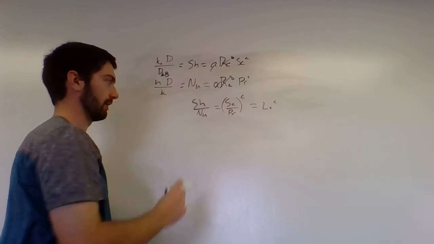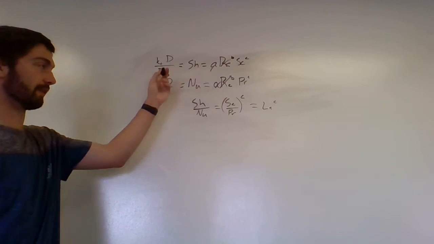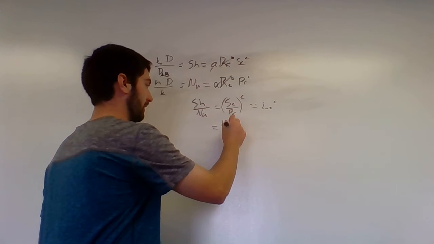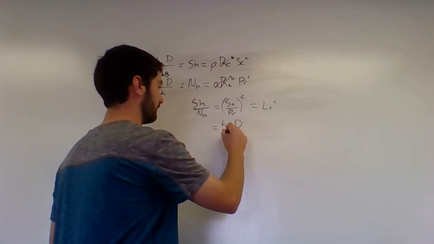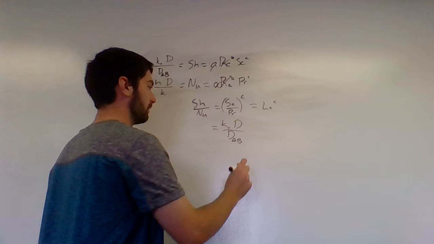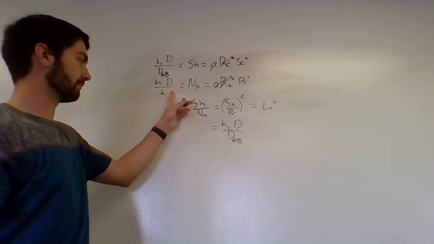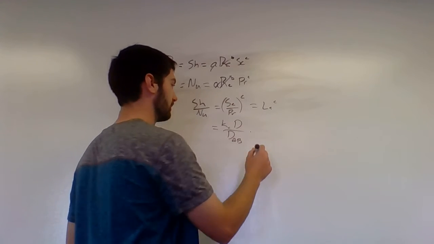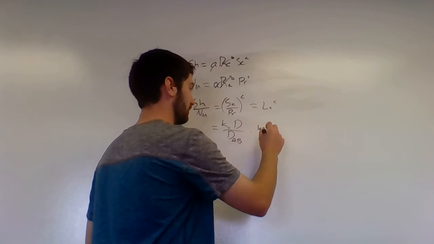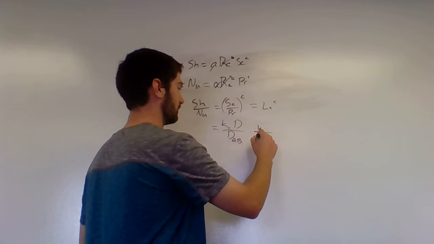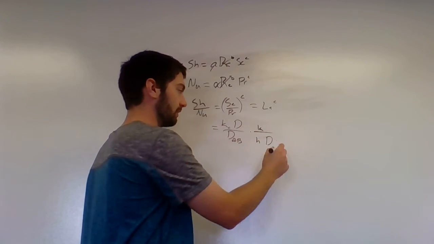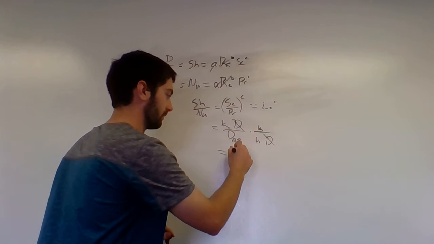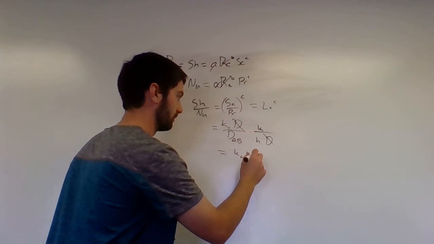I also want to do this calculation with what these are defined to be. So that's going to be equal to the mass transfer coefficient times the distance d over the mass diffusivity times the reciprocal of the Nusselt number, because that's the same as division. So we're going to multiply by the thermal conductivity over heat transfer coefficient times the distance d. So this distance d is going to cancel out, and we're left with this equation.